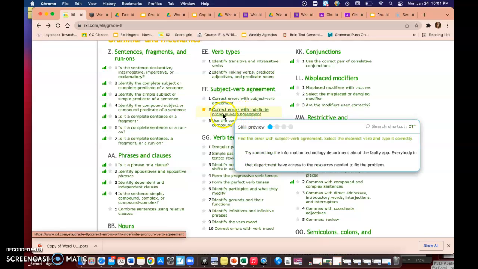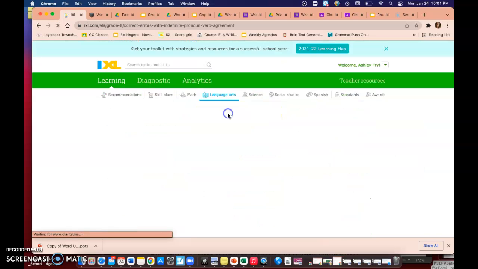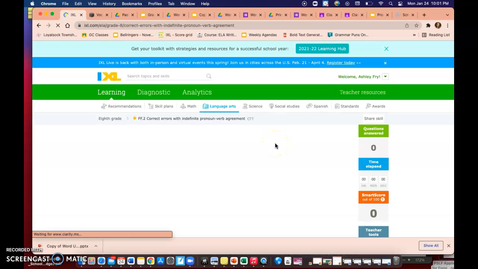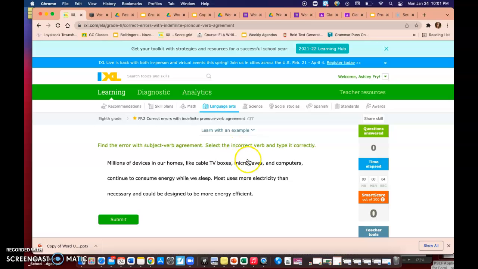Hi everybody, let's go through and take a look at the IXL that is due on January 26th. You need to be working on Tuesday, January 25th, which is FF2, correct errors with indefinite pronoun verb agreement. So the task here is to find the error with the subject verb agreement, select the incorrect verb, and type it correctly. So let's take a look.